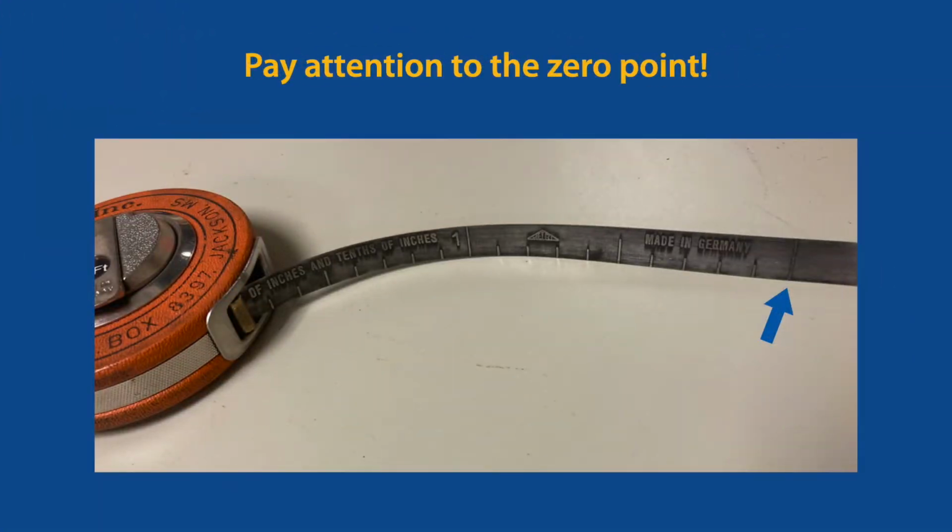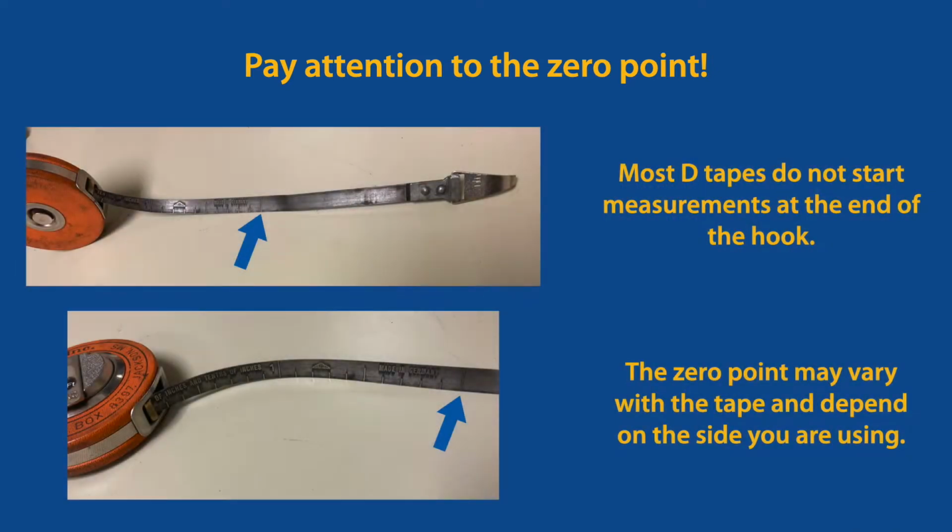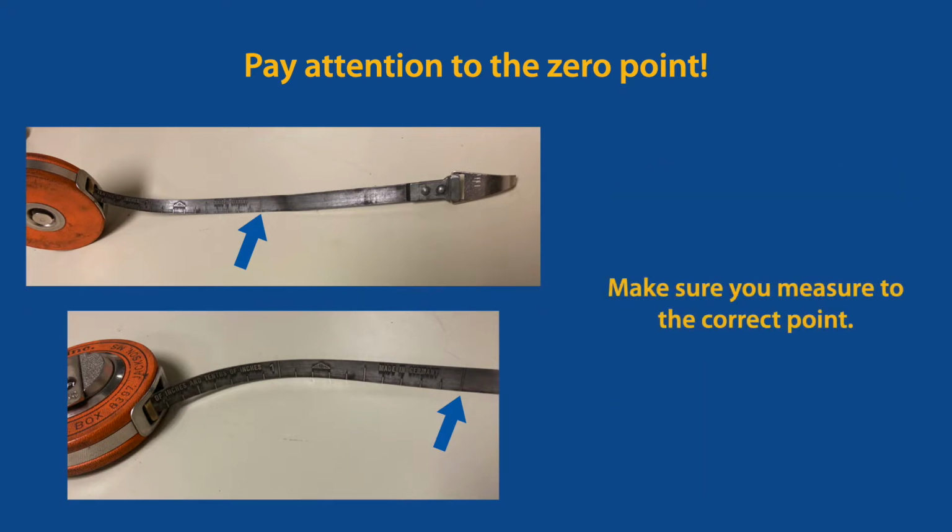Like for any measurement tool, when using a D-tape, it's important to pay attention to the 0 point. On most diameter tapes, there'll be a clearly marked 0, but on some, the 0 point may just be the end of the tape, and it may differ on either side.